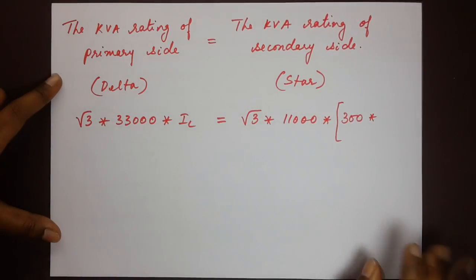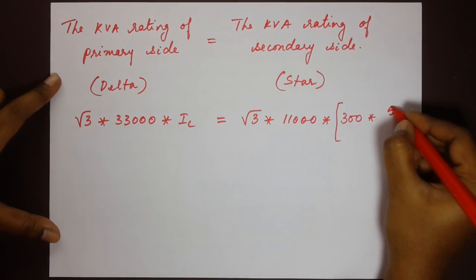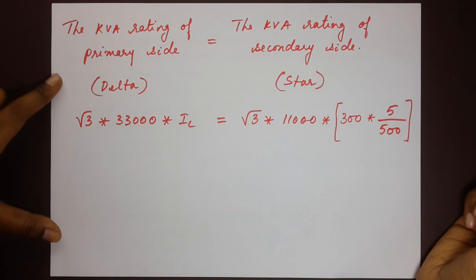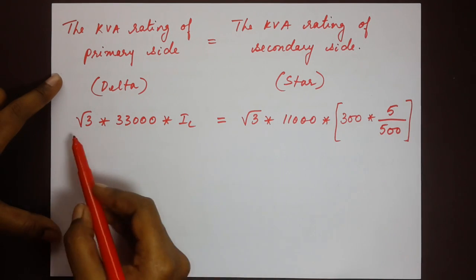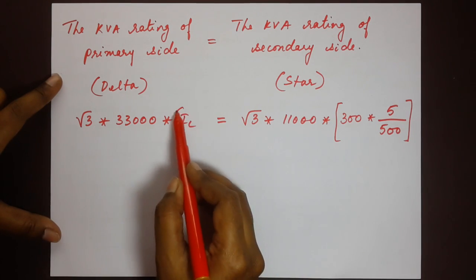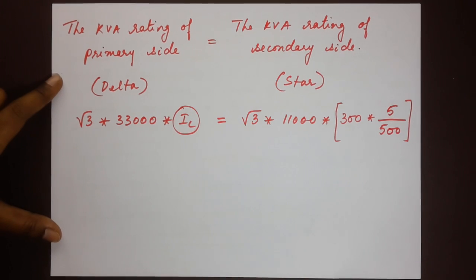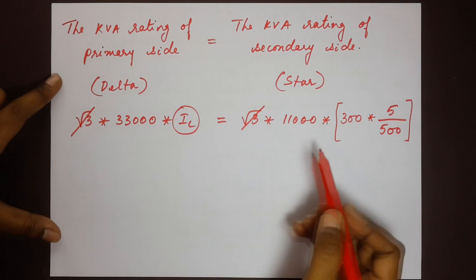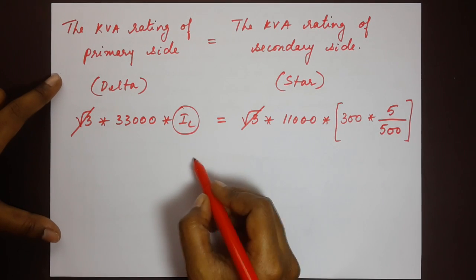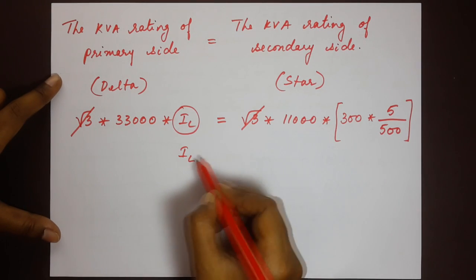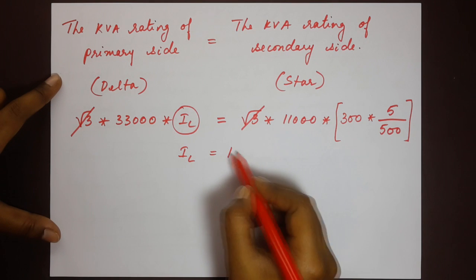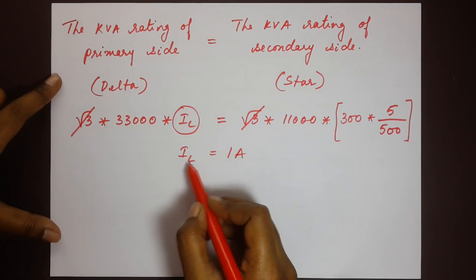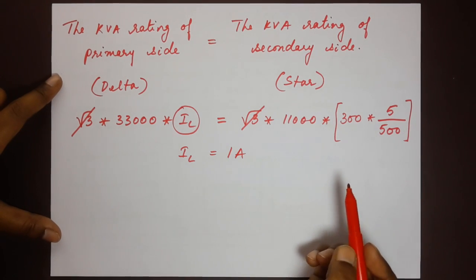Now we are writing for the secondary side. So be careful, you have to write the ratio in the right order. So it's 5 by 500. Now when you solve this, you should get the value for the line current. √3 can cancel out and you can do a whole lot here. You should have the value of line current as 1 amp. Everything cancels out really. So IL equals 1 ampere.